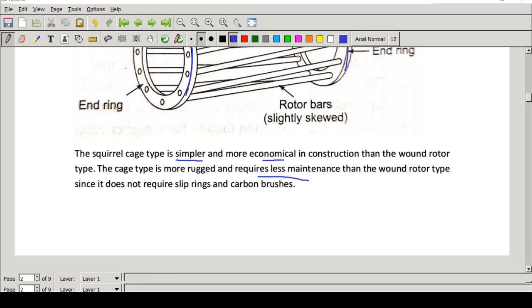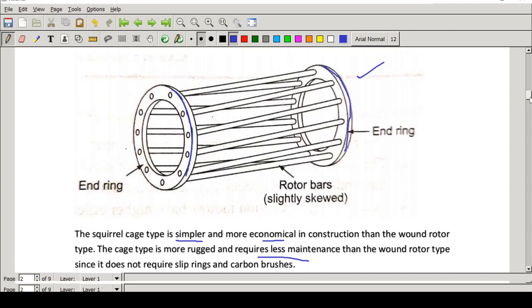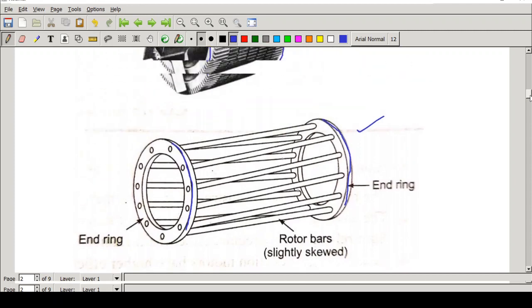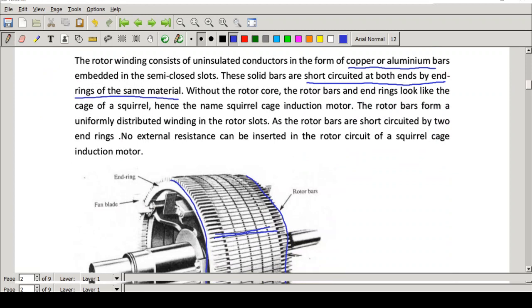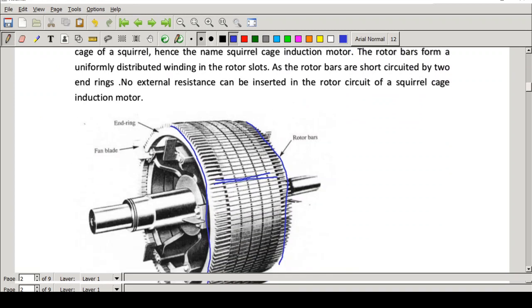If you are adding these additional components, then you need more maintenance and the cost will also increase. But still squirrel cage induction motors are used where you don't need that much speed control, because speed control from the rotor side is not possible. Why? Because there are no terminals coming out of the rotor. The rotor bars are short circuited by two end rings. So this is the point: rotor bars are short circuited by the end rings.